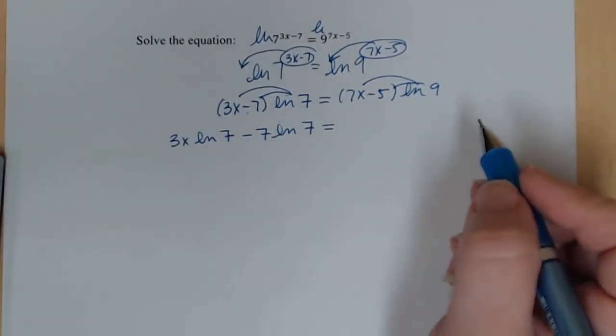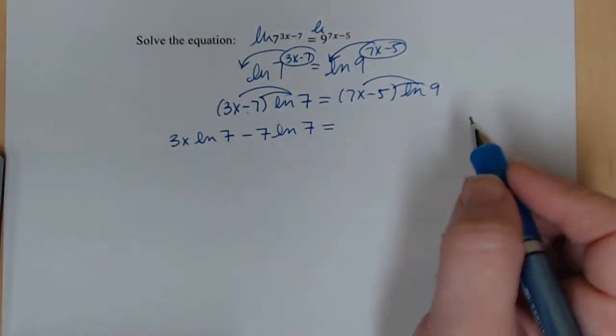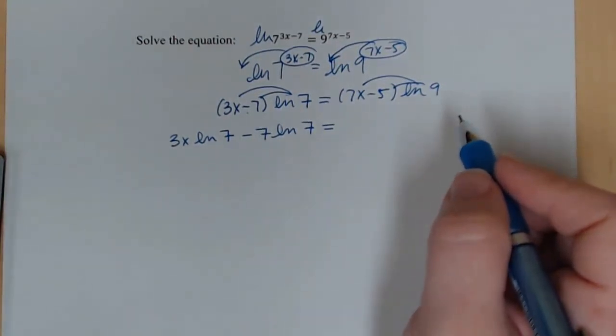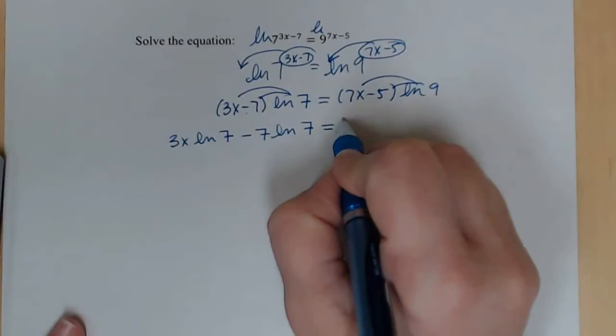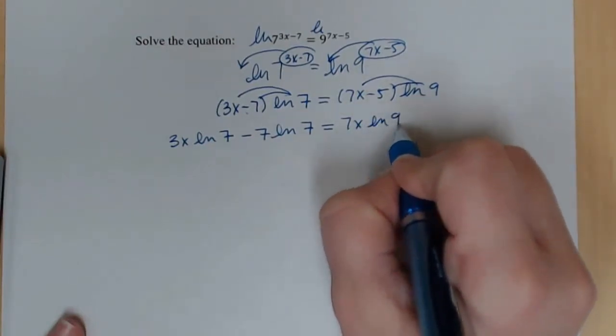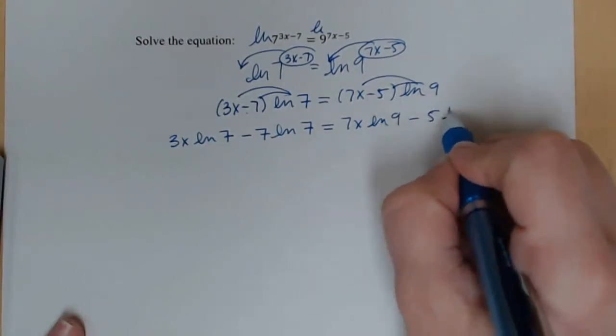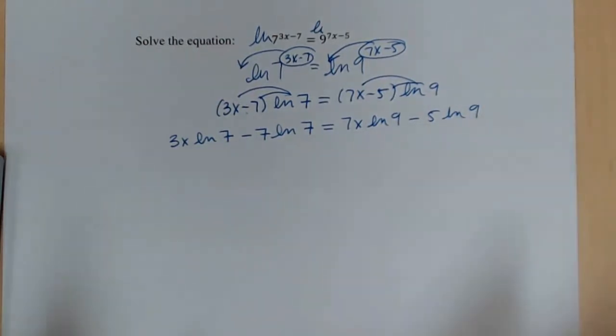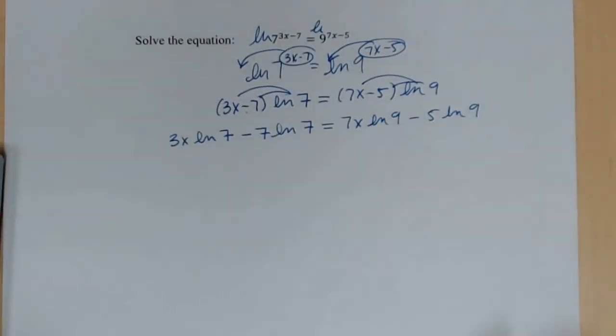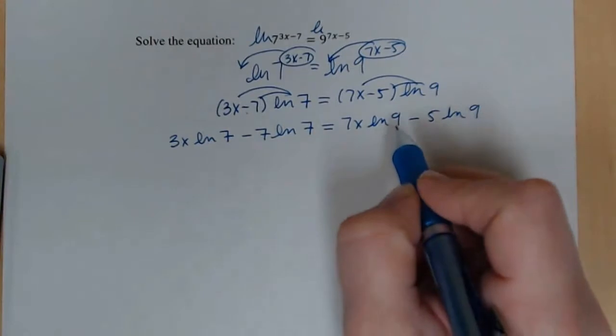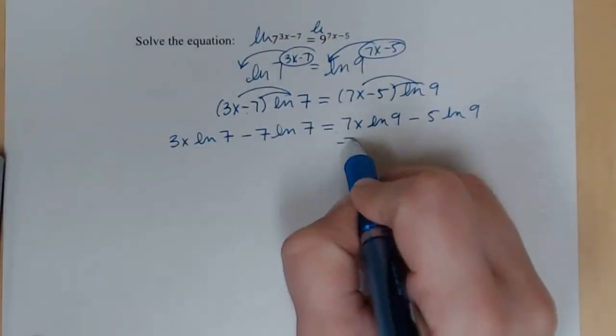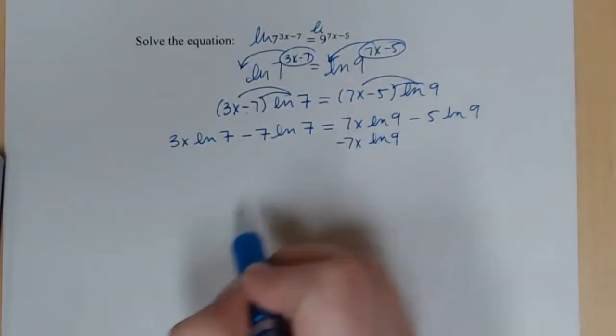No matter how crazy it looks, we're in college level math now. We're doing harder stuff than high school. We're just going to keep applying what we know. So 7x times this is 7x ln 9 minus 5 times ln 9. Again, as scary as it looks, just keep doing what you know. You know that you need to get x's together. So I'm going to move all my x's over here to the left. I'm going to have to subtract this one to move it over.